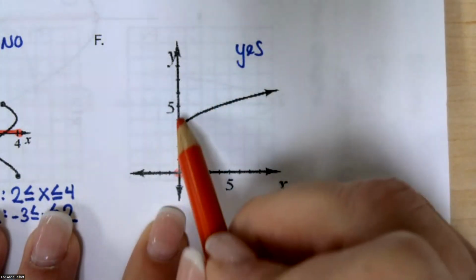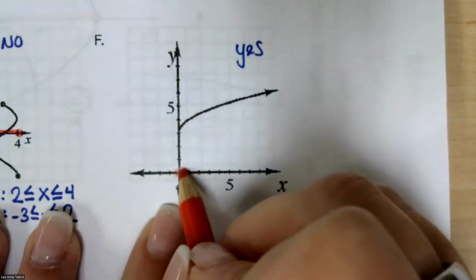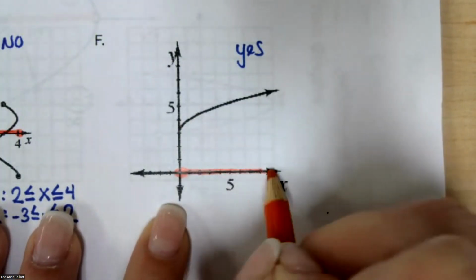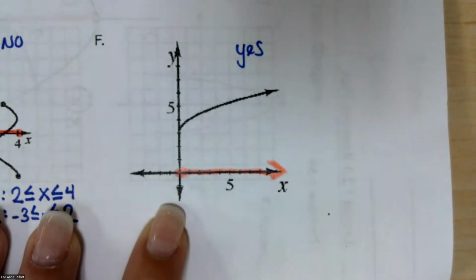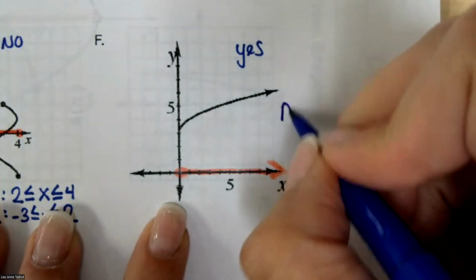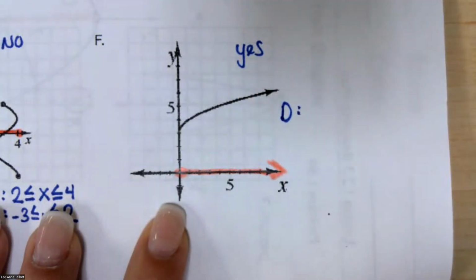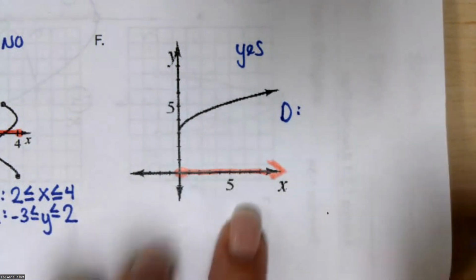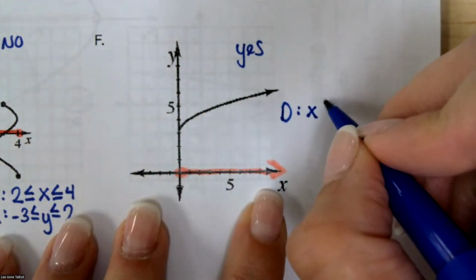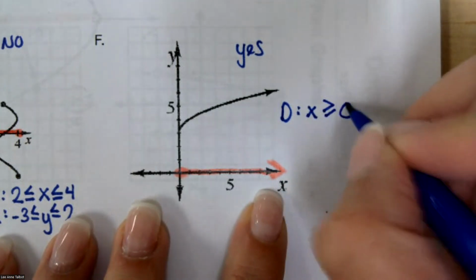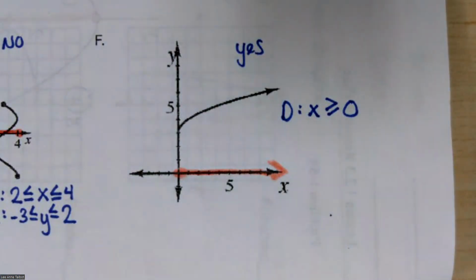So I find the very left of the graph, make a dot, and then it looks like the arrow is going to go forever to the right. This is an arrow that's going one way. So we're going to say x is greater than or equal to 0. Do you guys understand why I put x for that instead of y?